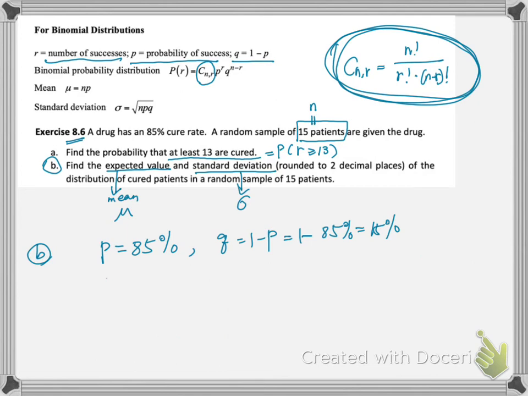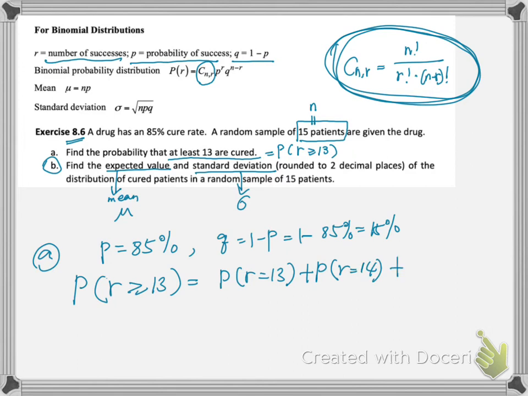So what does it mean to list out the P(r)s? The question in A is we want to find the probability that r is greater than or equal to 13. r means the number of successes, so how many patients are cured. So first you have 13 patients cured, and then you can have 14, and at most all the patients, the total is 15. So you list all the possible cases for r.